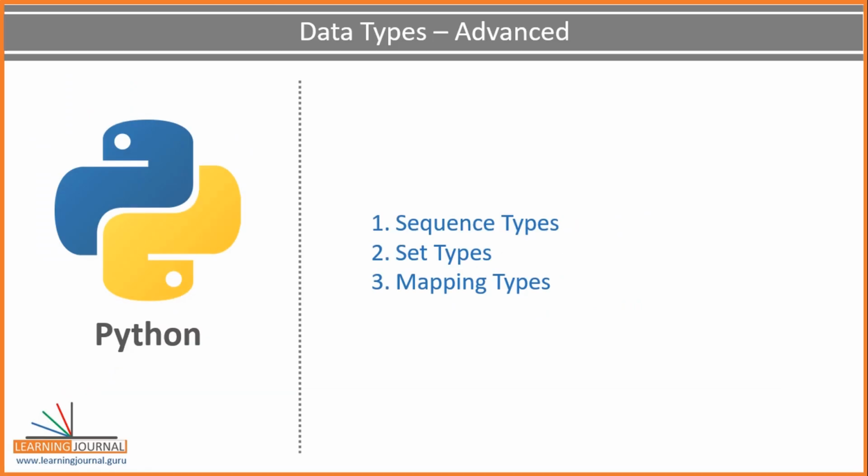The next set is for some advanced types which can be further categorized into three groups: sequence types, set types, and mapping types. We have four main sequence types: list, tuple, range, and str. Yes, str is a sequence type. Then you have two main set types: set and frozen set. And just one mapping type, dict, commonly known as dictionary. Let us see how each one of these data types look like.